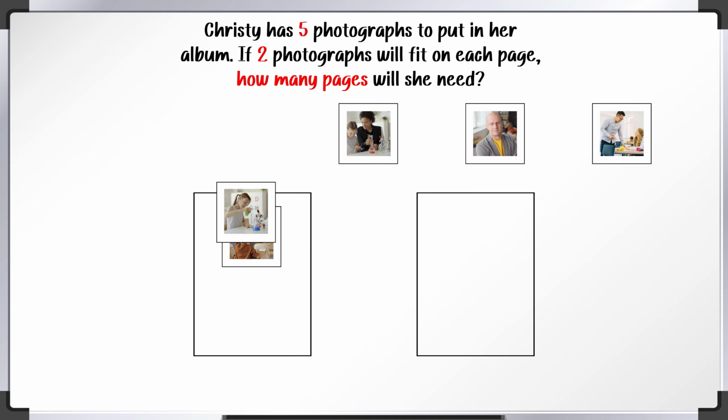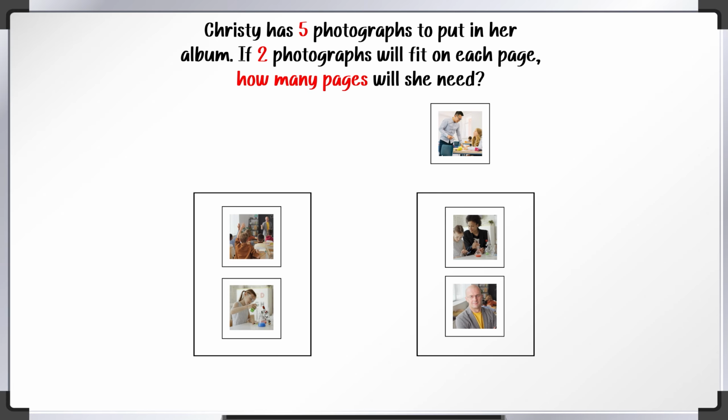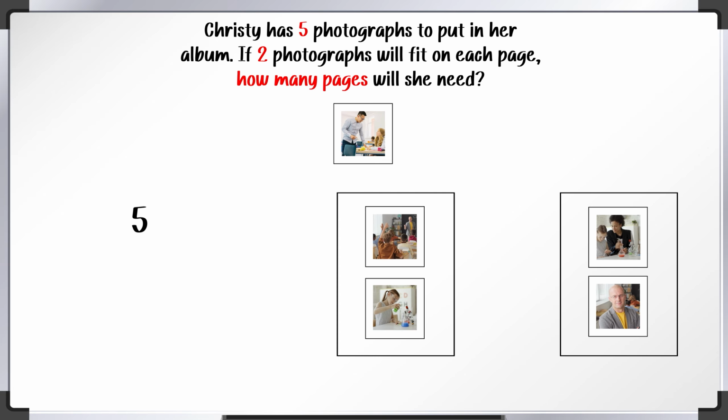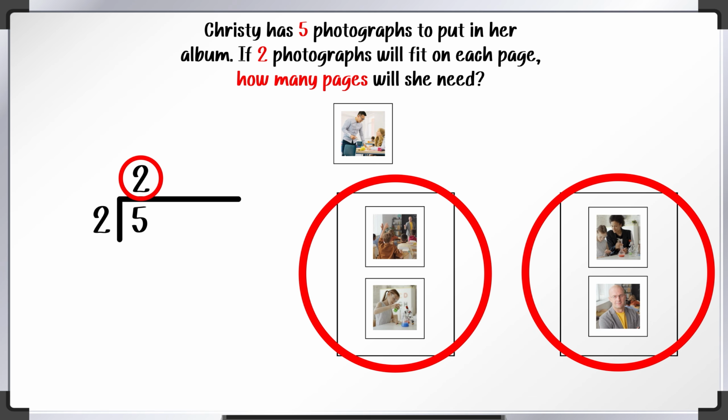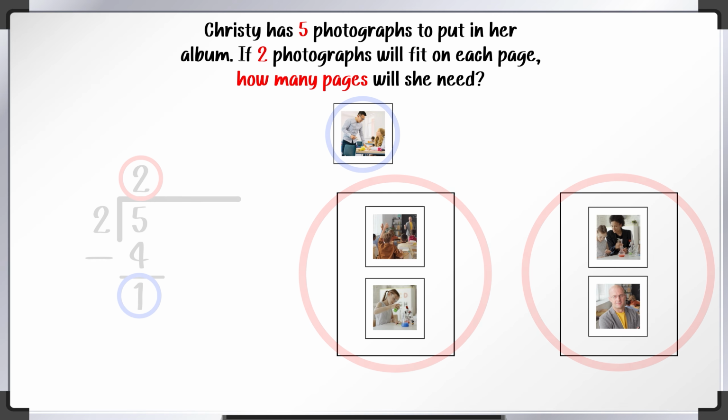After we lay out all the photos, we can see that one of the photos is going to be left out. When we perform the long division, we get the same results. Have them solve the simpler version first, notice the process that they used, and apply the same reasoning to the original problem.